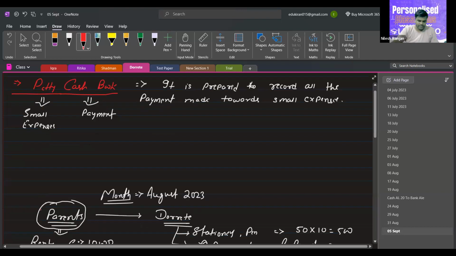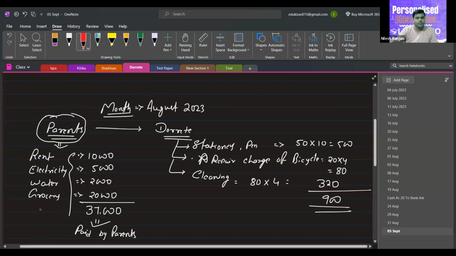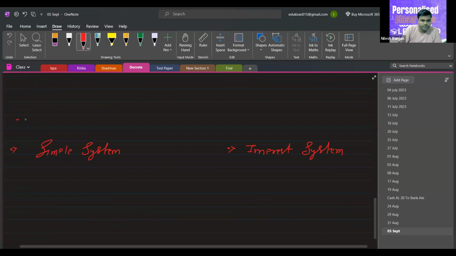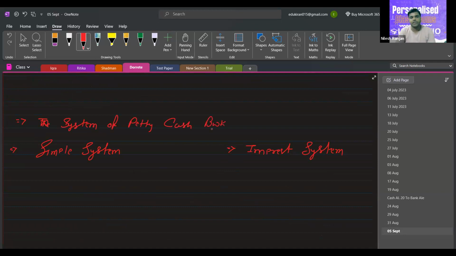Finished, sir. So the next thing is these two systems. You should write this also. System of petty cash. The first one is the simple system, and the second one is the imprest system. Now, what is the simple system and what is the imprest system?